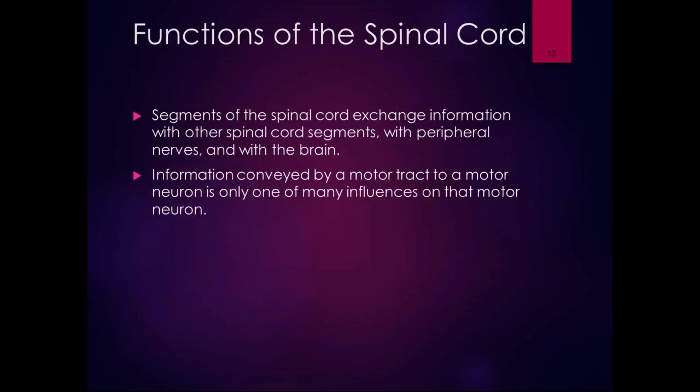So the individual segments of the spinal cord exchange information with other spinal cord segments and with peripheral nerves and the brain. Information conveyed by a motor tract to a motor neuron is only one of many influences on that motor neuron. So lots of processing going on in the spinal cord. It would be a mistake to think of it as just a conduit.